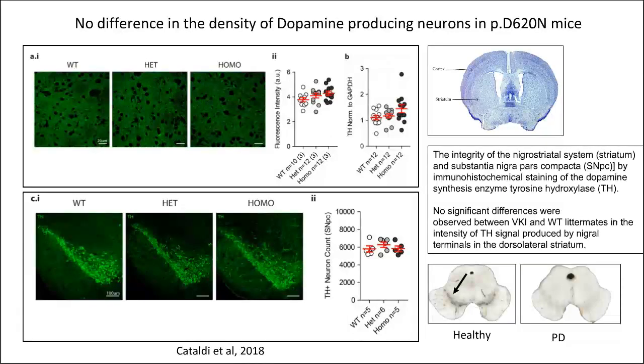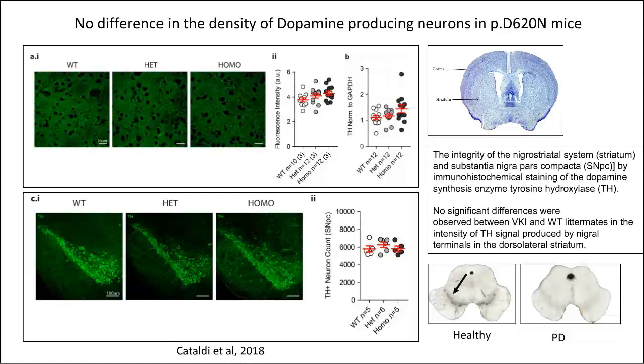So the first thing we really wanted to know in these mice was whether the number of neurons that produce dopamine is different when the mice have a mutation. And the simple answer is no. When we use slices from the mice that are healthy, have a single copy of the mutation, or 2 copies of the mutation, we look at the intensity of the terminals along with the number of cell bodies in these mice.